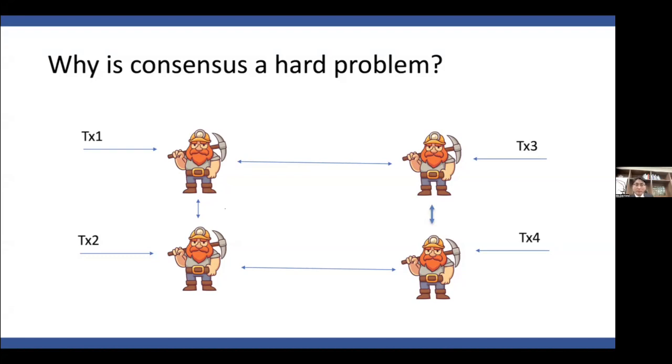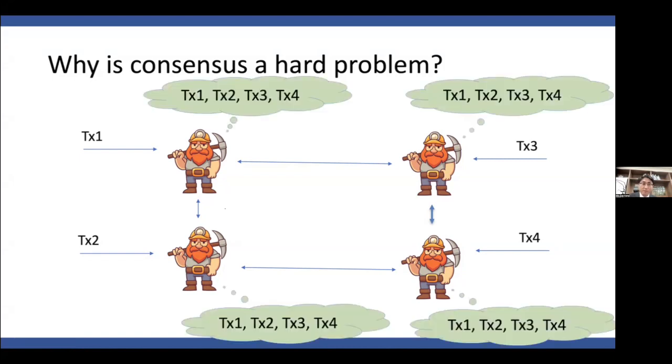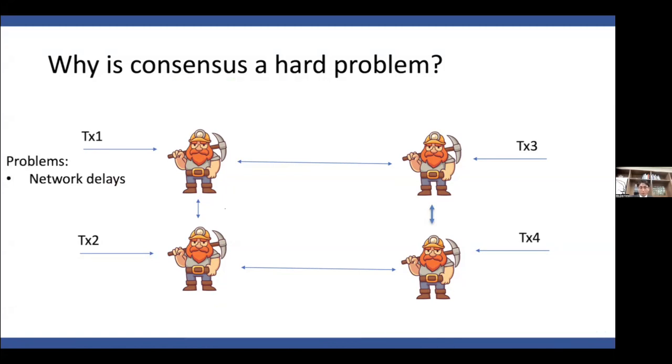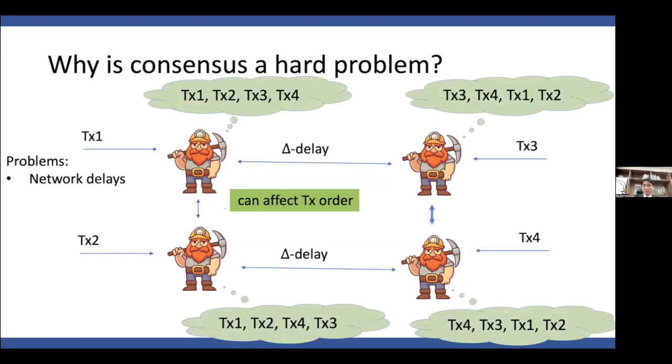So when transactions are made at certain points on the globe, some receive these transactions earlier than others, and the order can be different. But in the good case, everyone agrees on the order, and they may have the same copies in a consistent manner, in exactly the same order. But there are network delays. They are in different locations, some in Asia, some in the US, some in Brazil, so there are lots of delays. And this affects the transaction order.